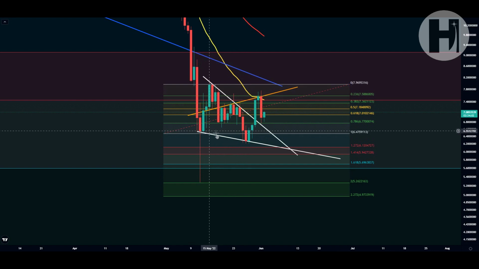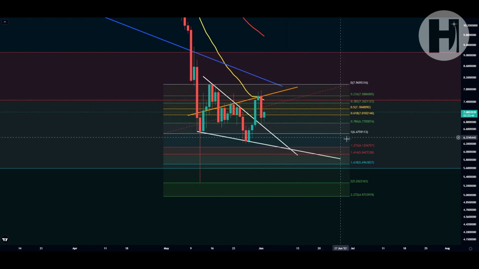You are supported by this white trend line here. As you can see, you are in this falling wedge with a target at $7.96. You had a nice breakout here. Now you're coming back down for the support of the previous resistance of the falling wedge. If we bounce from here, you're good to go.